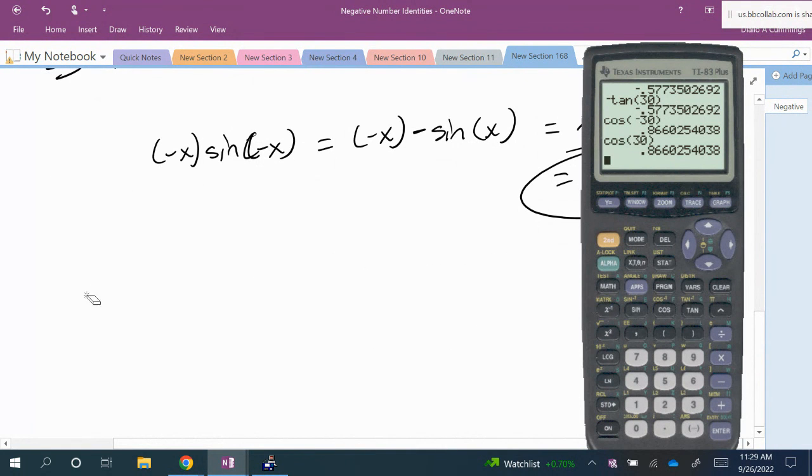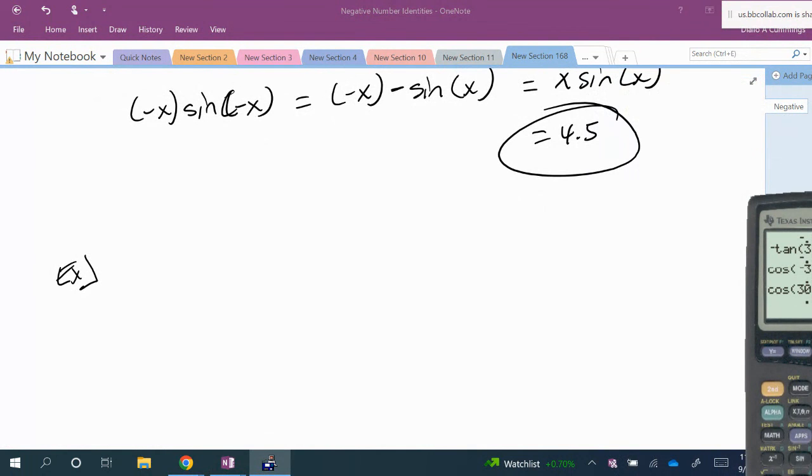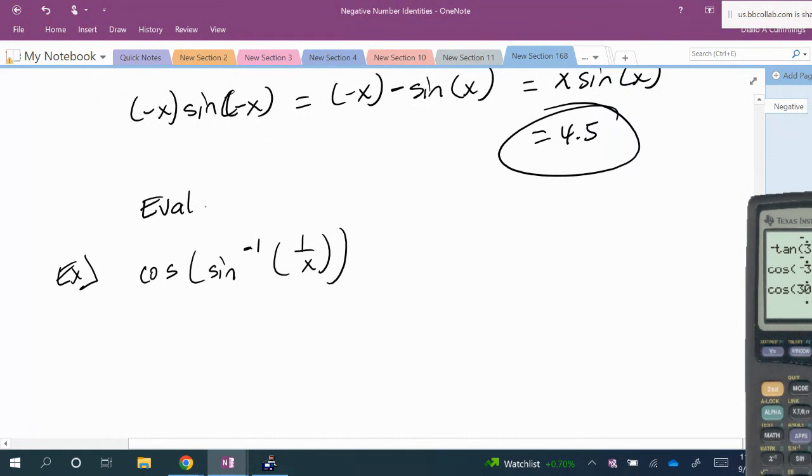All right, next we're going to take a look at this example. Okay, and this has to do with inverse functions. The cosine of the arc sine of 1 over x. All right, we're asked to evaluate. All right, and based on, hopefully you watched the inverse trigonometric function video.